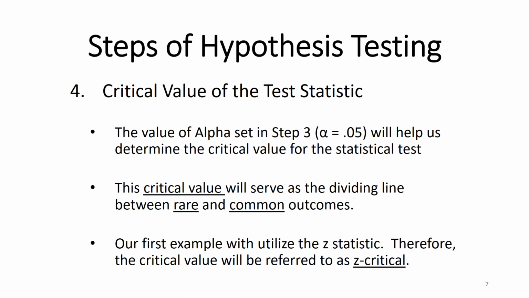All right. The critical value of the test statistic. All right, step 4, critical value of the test statistic. So once we have set alpha, that will determine the line in the sand, or the dividing line between common and rare, for our particular statistic and our particular statistical test. So for number 4, critical value of the test statistic.